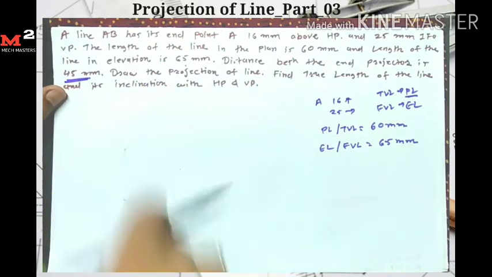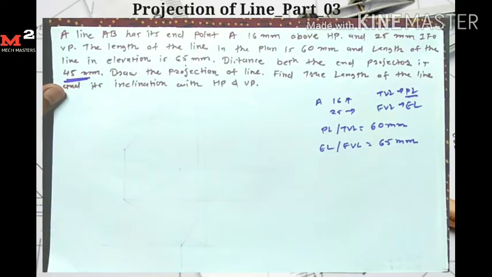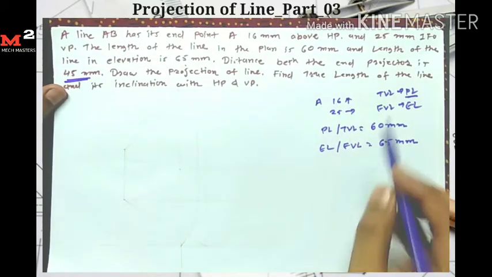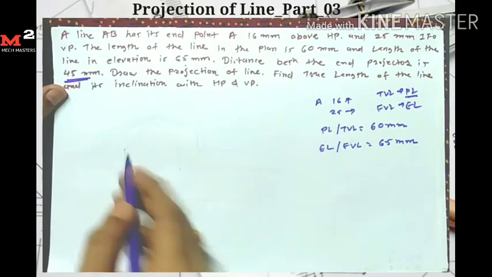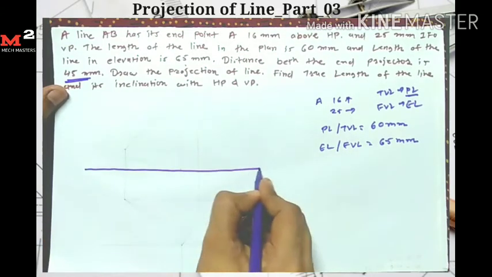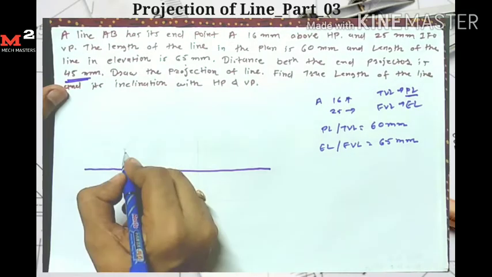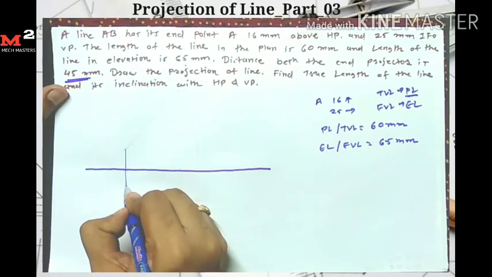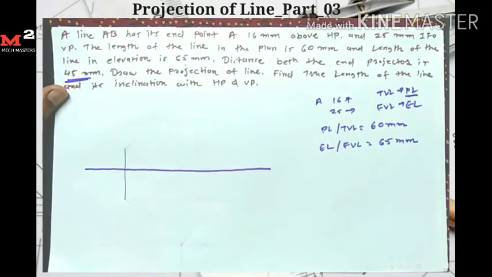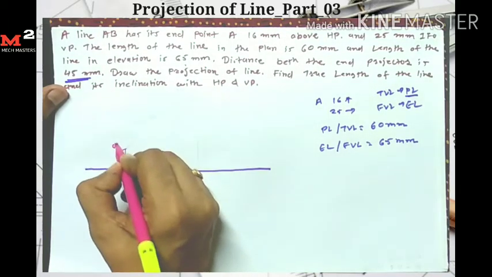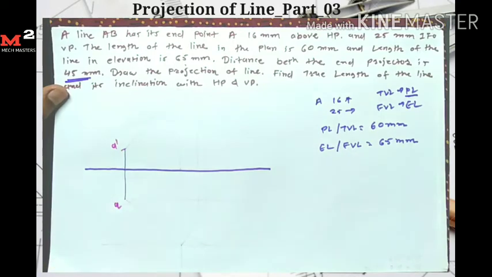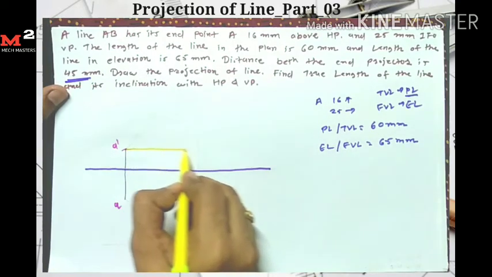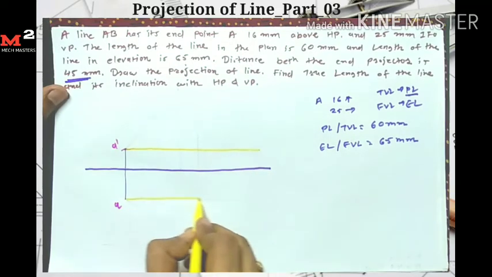Okay, draw the projection of the line. First I draw the given data. Now first I represent point A. Point A is 16 mm above HP, so first I draw the reference line here. Now from the reference line I measure the 16 mm distance above and 25 mm in front, so 25 mm here. Here I get the point A dash and here point A. First I draw the locus for A dash, and now the locus for A.